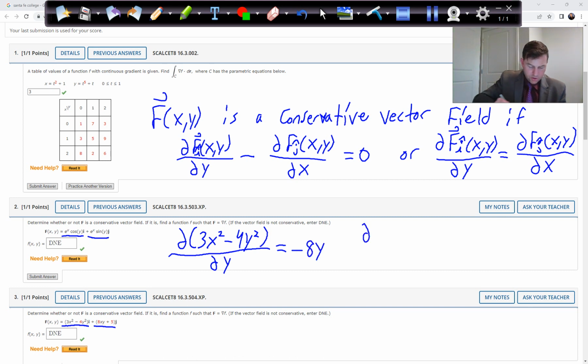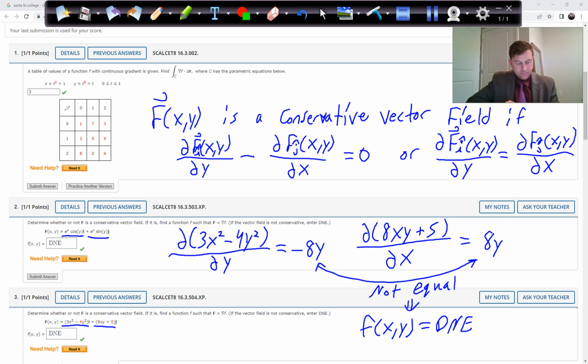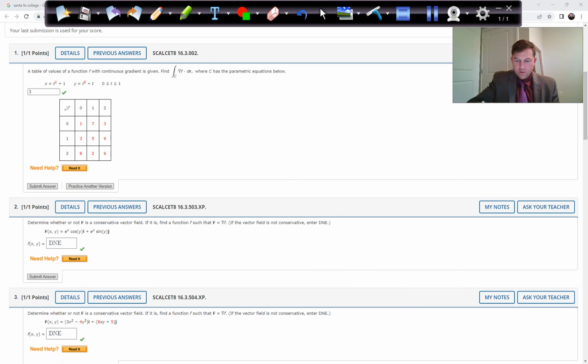Then we're going to take the partial derivative of 8xy plus 5 with respect to x, and we're going to get 8y. So the x would go away, the 5 would go away, and we have minus 8y and 8y. And again, these are not equal. Close, but not equal. If they're not equal, then f of xy does not exist, and f is not a conservative vector field. Okay, so that's 2 and 3, very similar.